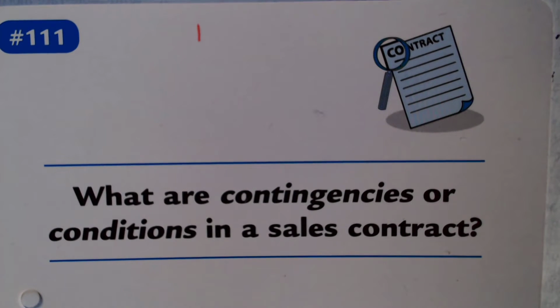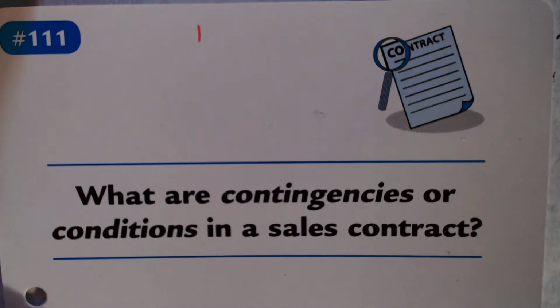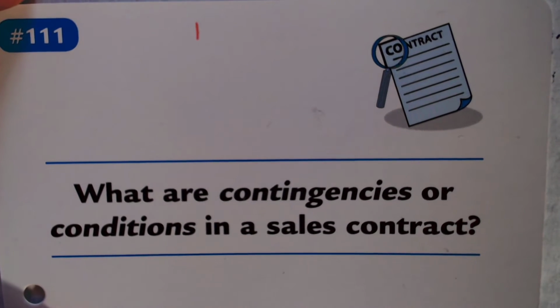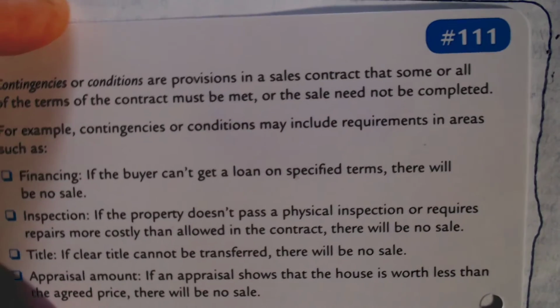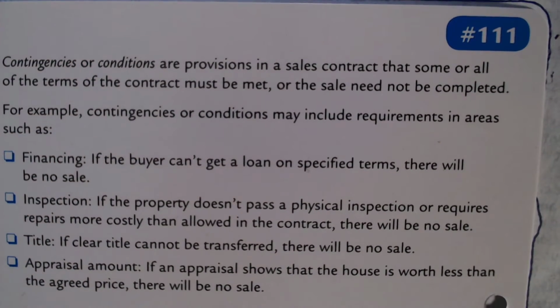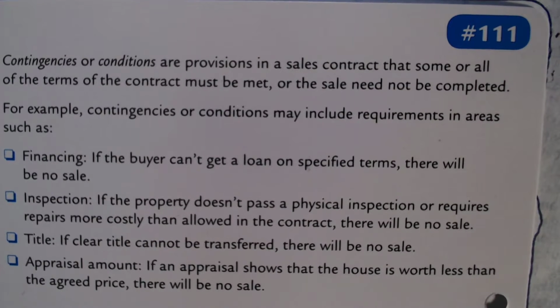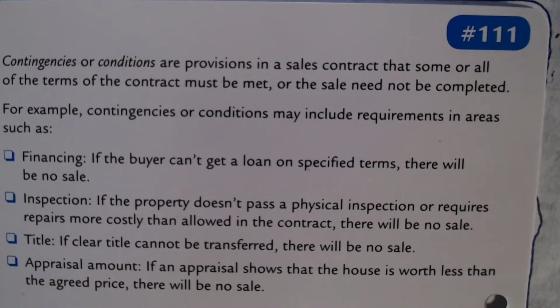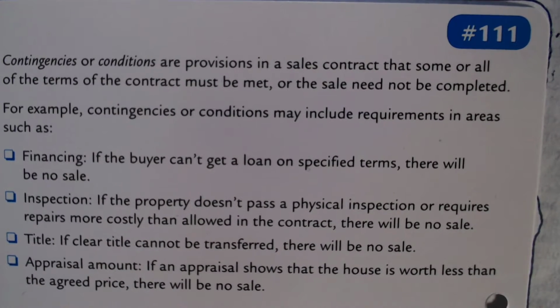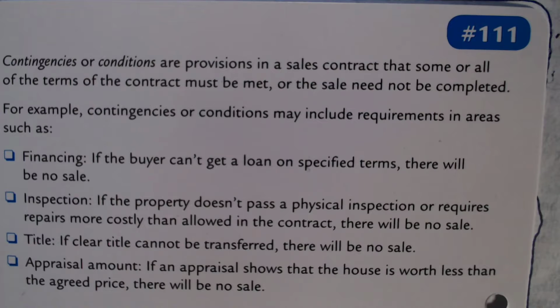Our first card of the day is: what are contingencies or conditions in a sales contract? Contingencies or conditions are provisions in a sales contract that some or all of the terms of the contract must be met, or the sale need not be completed.